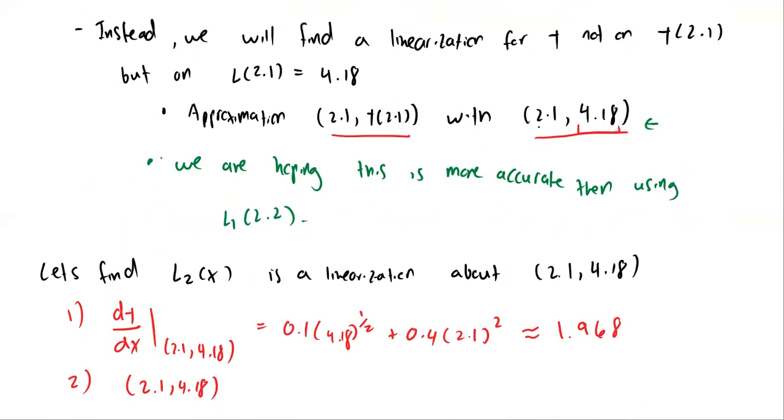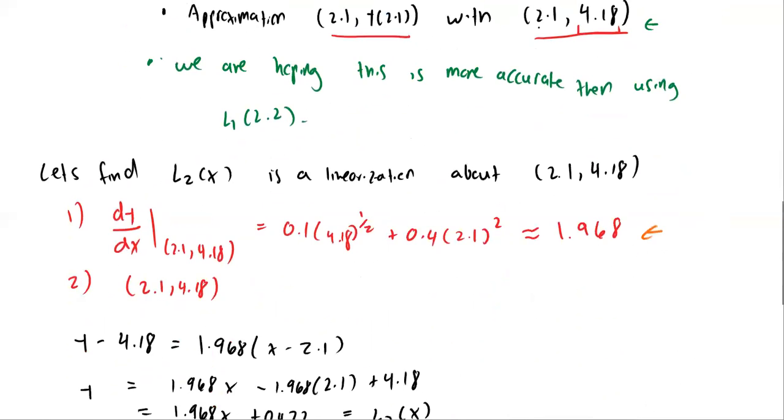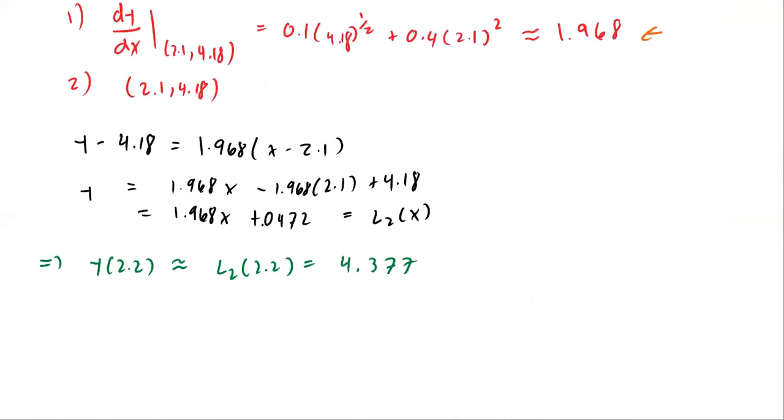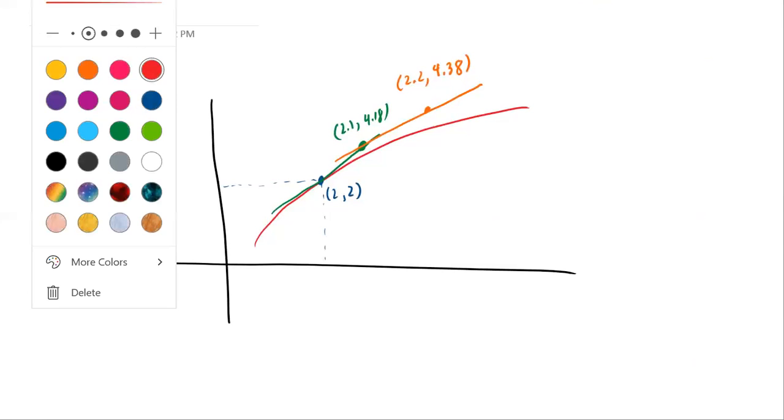We have a point that we're going to focus our linear approximation about, or our tangent line. We have the derivative, given by the differential equation, and we find the second linearization. We use it to approximate y of 2.2. That's the summary. What does this look like as a picture? Now, this is not the actual function y, but I think that drawing it like this gives you a pretty good idea of what we're doing.